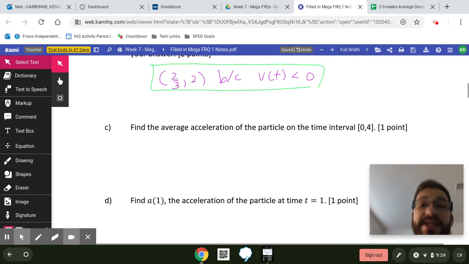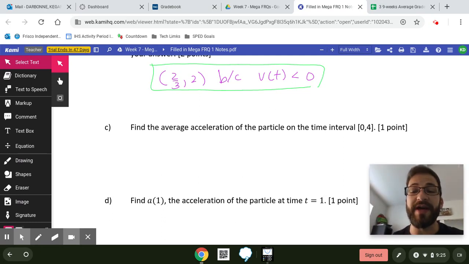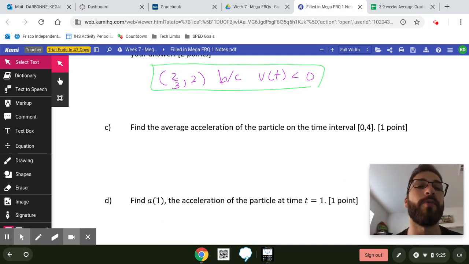All right, part C, we want to find the average acceleration of the particle on the time interval 0 to 4. Okay, remember, we have two different equations we can use to find average. We have average rate of change, and then we have average value. We use average rate of change when we want to find the average of the function we don't have, the next function up in the order. Average rate of change is just another way to find slope, and slope is derivative. Average value is when we want to find the average of the function we have. That's our 1 over b minus a times the integral from a to b.